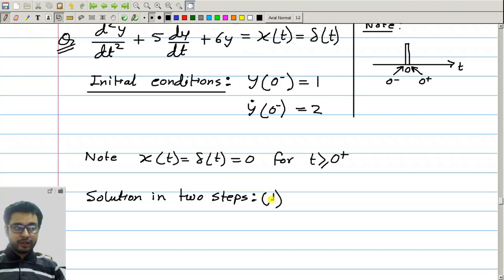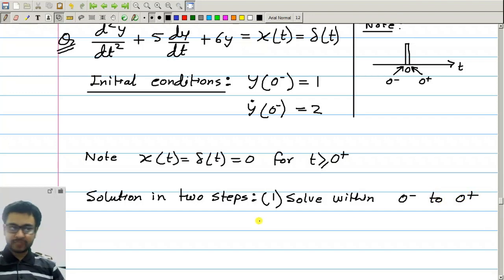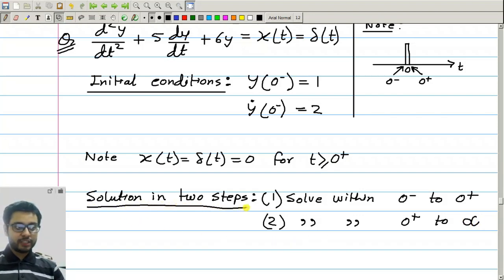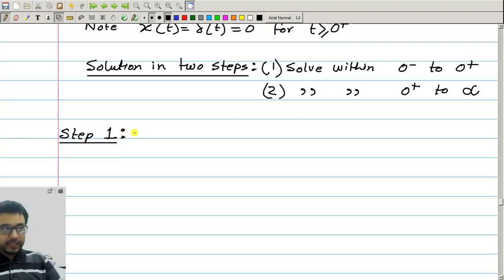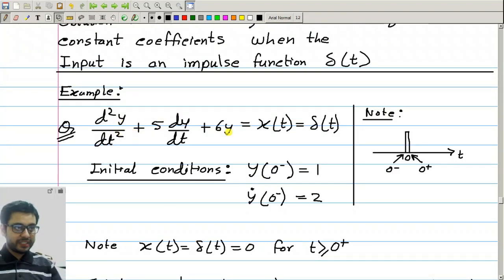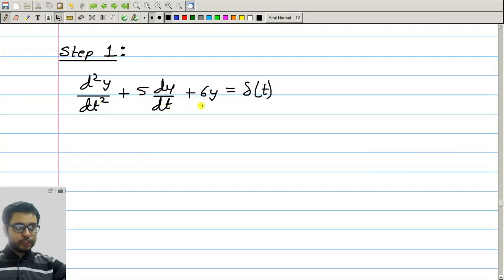First we shall solve within the region or time interval 0 minus to 0 plus, and then we will solve from 0 plus up to infinity. These are the two steps. Let us perform step 1. For that, let me rewrite or copy this equation. Before we solve it, let us make some observations.